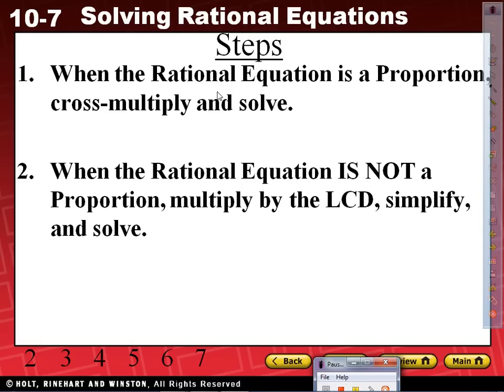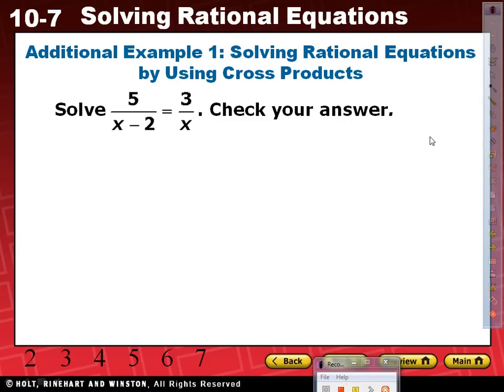For the first part, if the rational equation is a proportion, so that we remember what a proportion is, a fraction equals another fraction. Remember those? That's the only time we cross multiply. However, if it's not one fraction equal to another fraction, that's when we need to find the LCD, simplify, and solve. So let's start with the first part. Here we go. Copy example number 1.